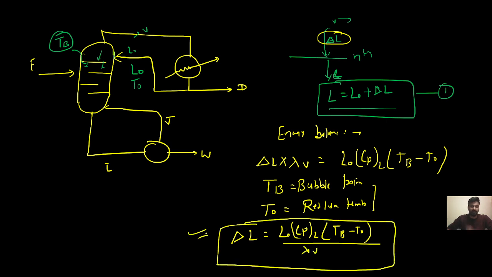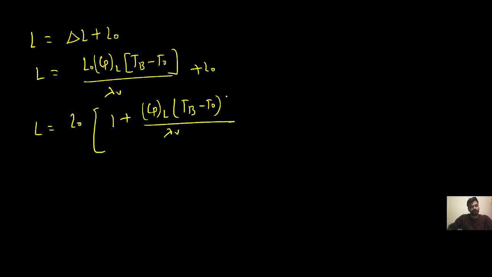So we have calculated the value of delta L. From here, can I calculate L, that is equal to delta L plus L naught. So we can write L is equal to L naught Cp of L, and here it will be Tb minus T naught divided by latent heat of vaporization, plus L naught. If I take L naught common, we can write L naught times 1 plus Cp of L, Tb minus T naught divided by lambda V.